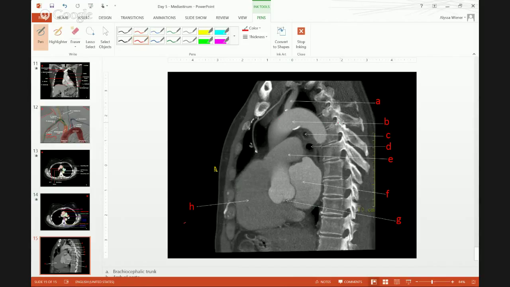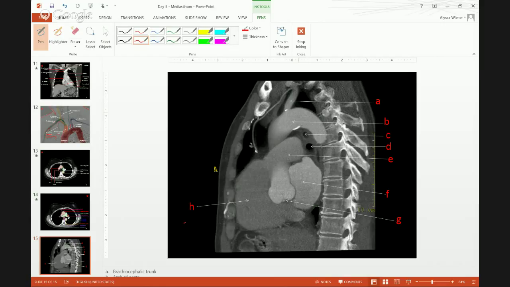Okay, so we're saying B is the arch of the aorta. Then we have this thing coming off the arch of the aorta. What is A? A, again, is the brachiocephalic trunk. We can see this internal mammary artery coming off of it. So that's why we call it brachiocephalic trunk. The left common carotid doesn't have anything coming off of it that's going back down into the thorax.